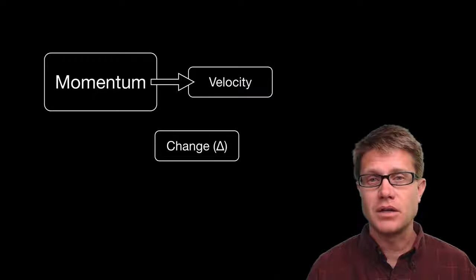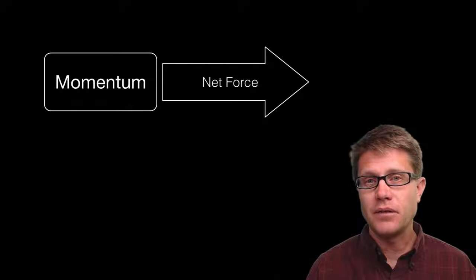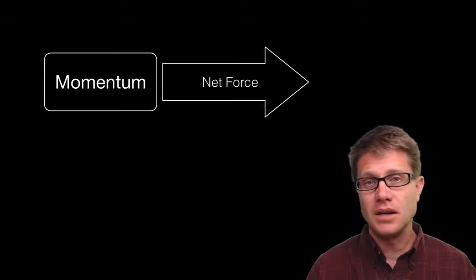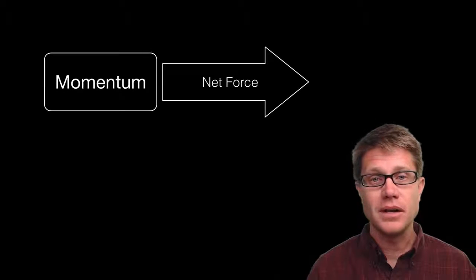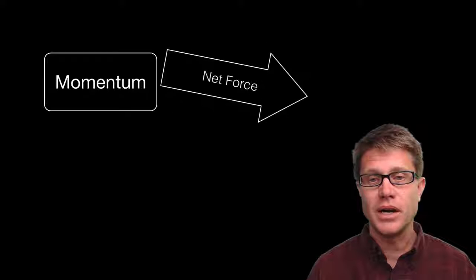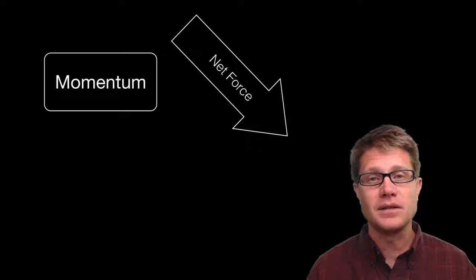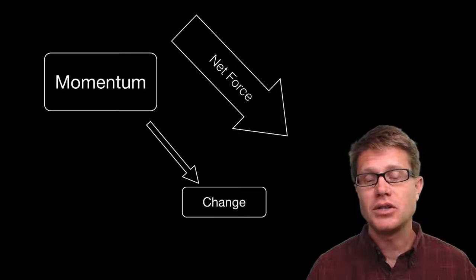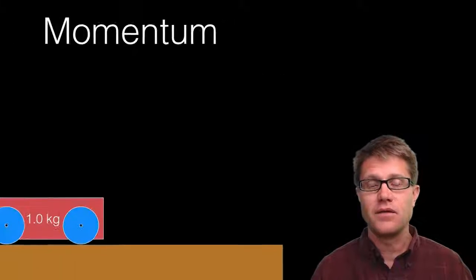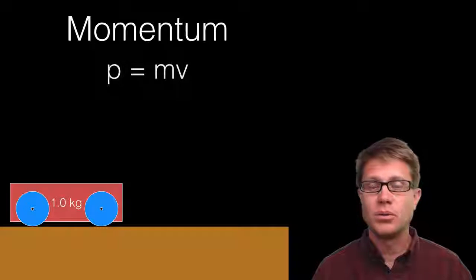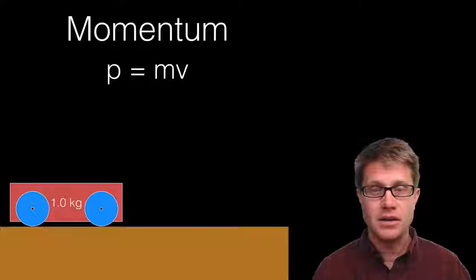What's the easiest way to change the velocity? It is to apply a net force to that object. If we apply a net force to the right to this object, what are we going to see? We're going to see an increase in momentum towards the right. Let's say the object is moving towards the right and we change the net force on the object. What's going to happen? It doesn't happen instantaneously, but what we'll see is a change in momentum that reflects that net force. And so if we define momentum, the equation is p equals mv, where we're multiplying the mass of an object times the velocity of the object.